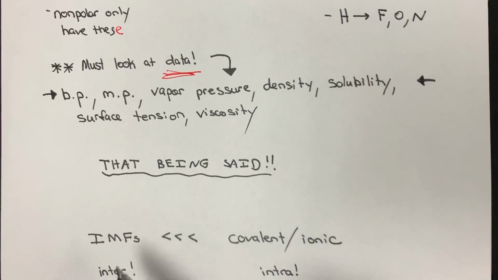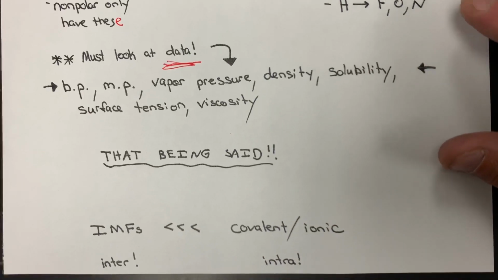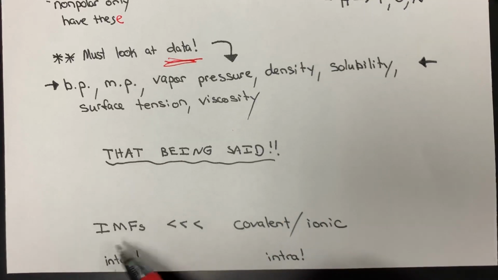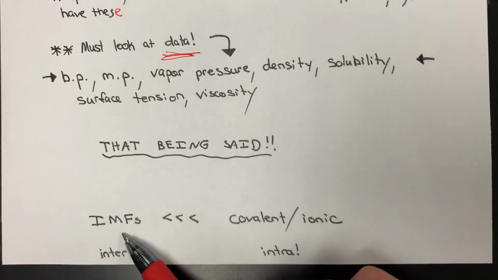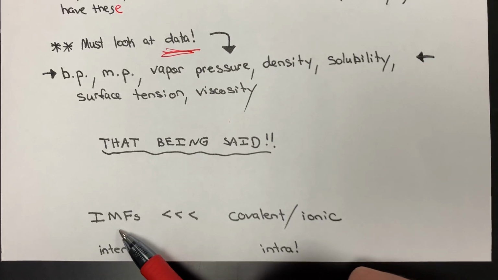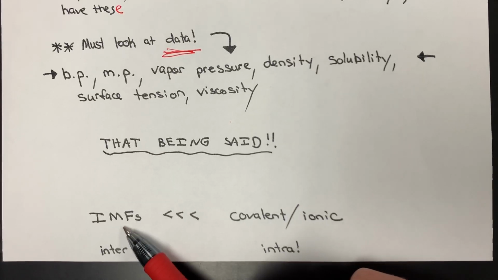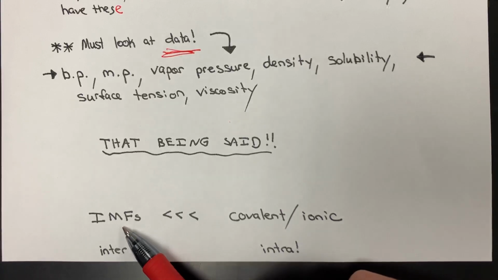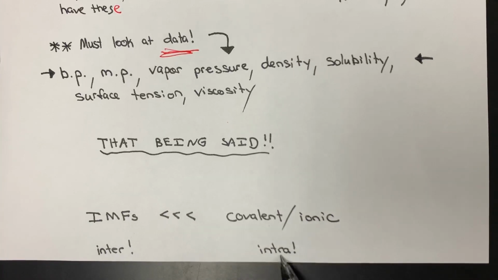Okay, we spent a lot of time talking about these IMFs. I think it's worth noting that as strong or weak as these things are, even if you have these enormous dispersion forces or really strong hydrogen bonding, it is still so substantially weaker than an intramolecular force, right? An intramolecular bond, such as covalent or ionic.